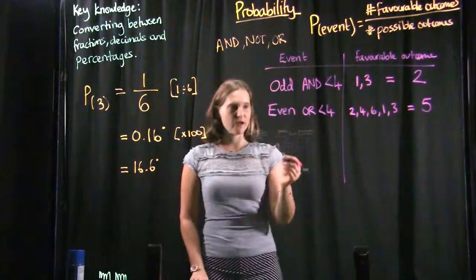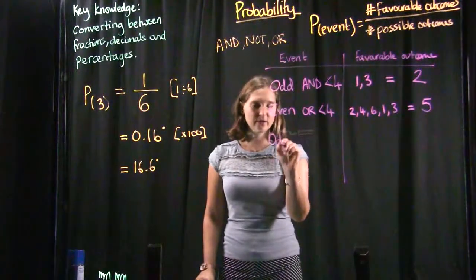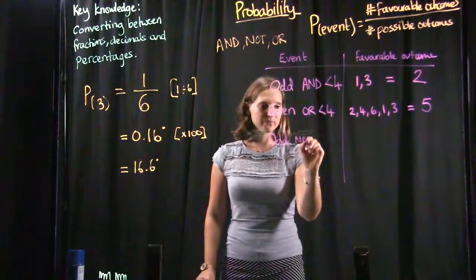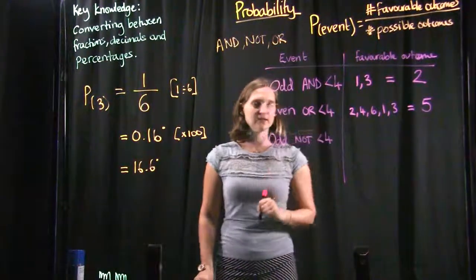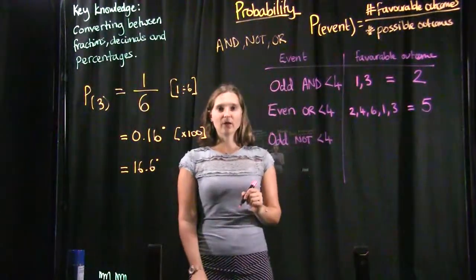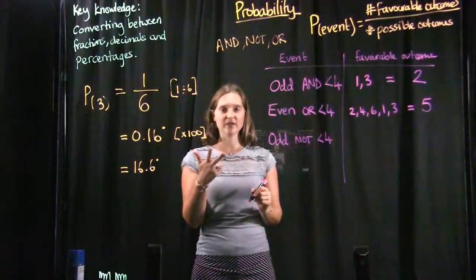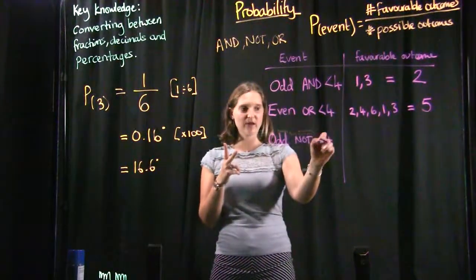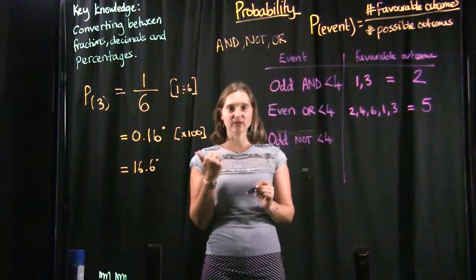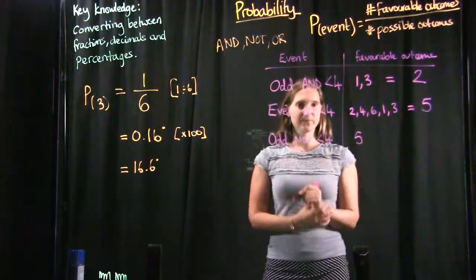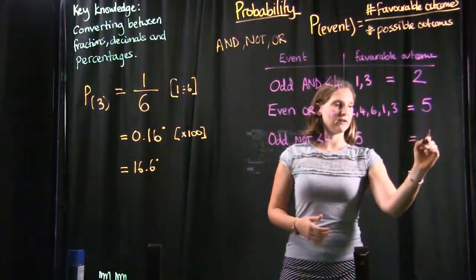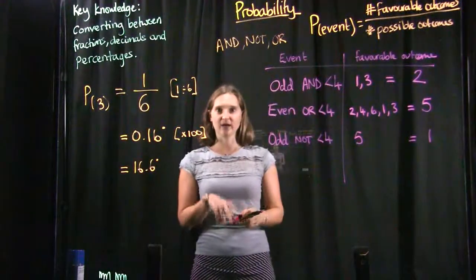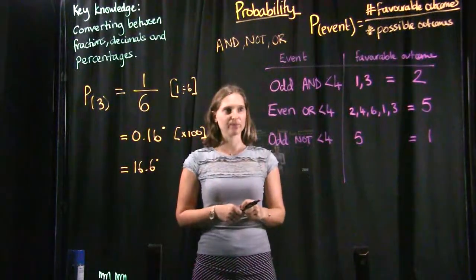Lastly then, we'll use the word not. So let's go back to an odd number that is not less than 4. So our odd numbers again are 1, 3 and 5, but only one of those is above 4. So it cannot be below 4, but it must be odd. So therefore all we have is the 5. So that means our favourable outcome is a 1. We can only have one favourable outcome.